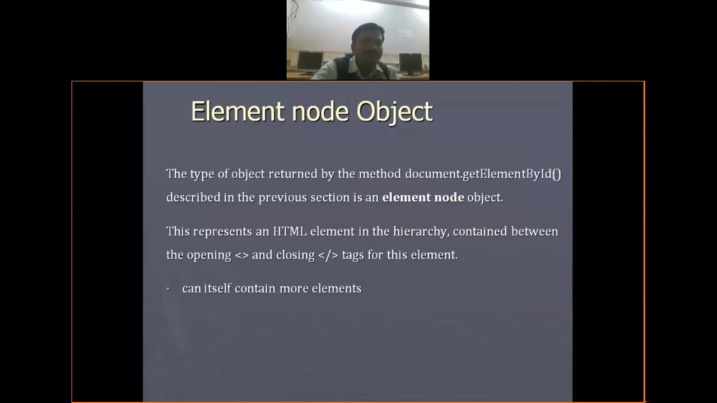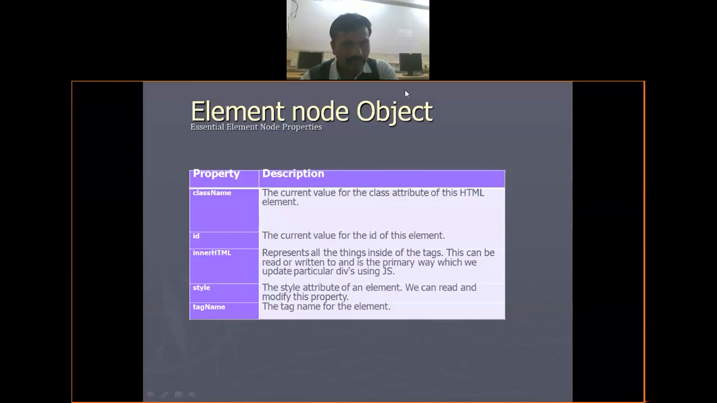Element nodes are an object. The type of object returned by the method document.getElementById describes the previous section's element node object. It represents the HTML element hierarchy contained between the opening and closing tag of this element, and can itself contain more elements. There is a property and a description.